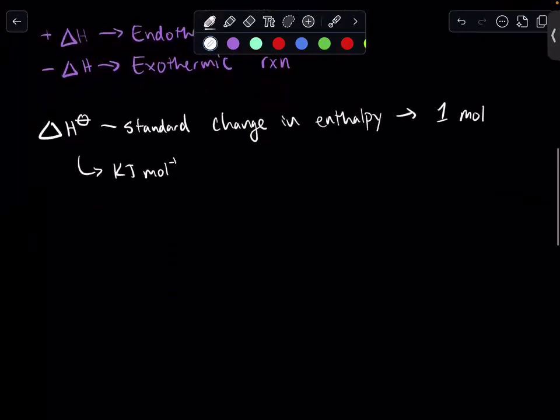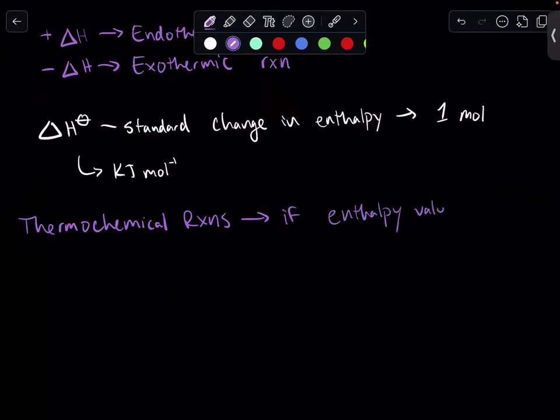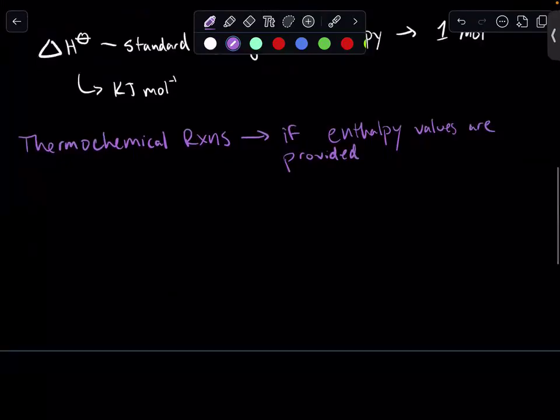But if we're actively working with 1 mole of substance that we're combusting, then we would be dealing with the standard change in enthalpy. So one final thing: we've dealt with chemical reactions, but we are now going to be dealing with thermochemical reactions. And we know it's a thermochemical reaction if heat or enthalpy values are given or provided. So if you're ever looking at the enthalpy, you're dealing with a thermochemical reaction. So just some vocabulary for you.